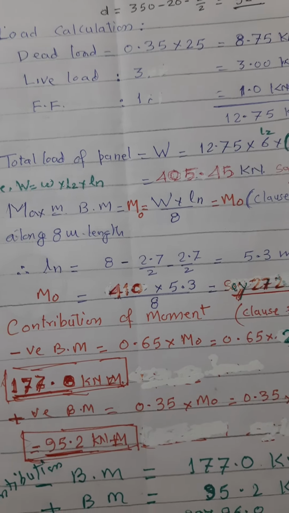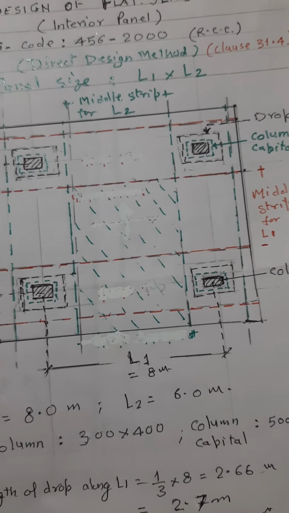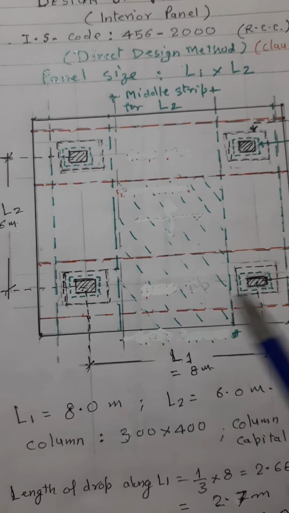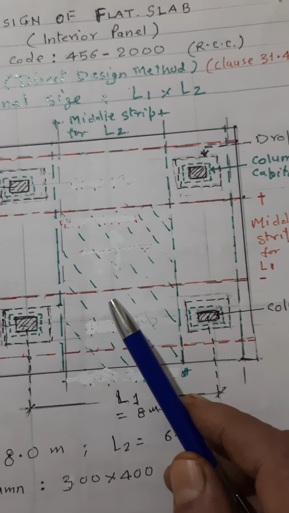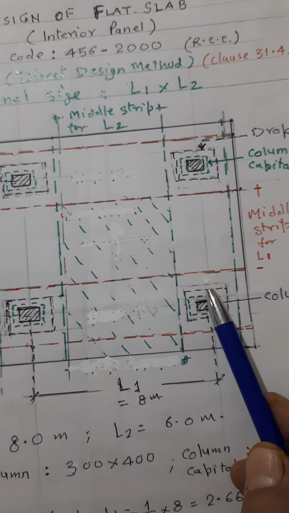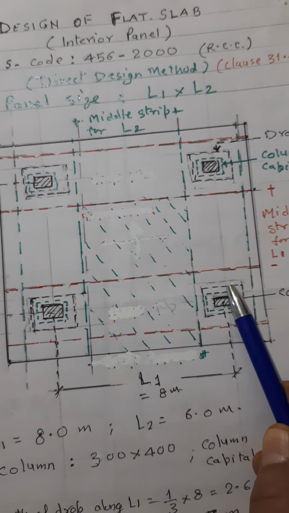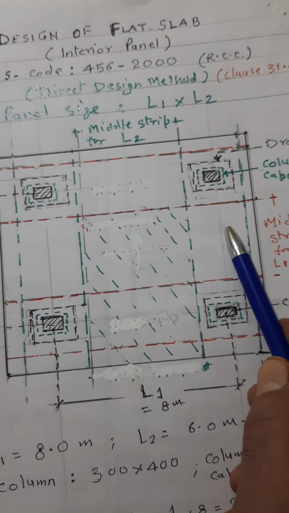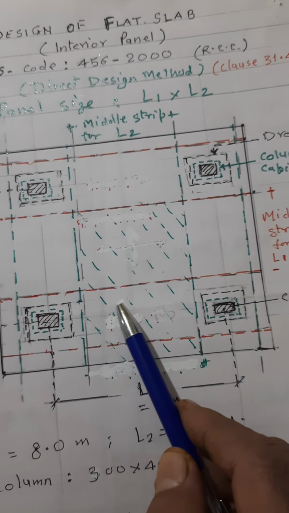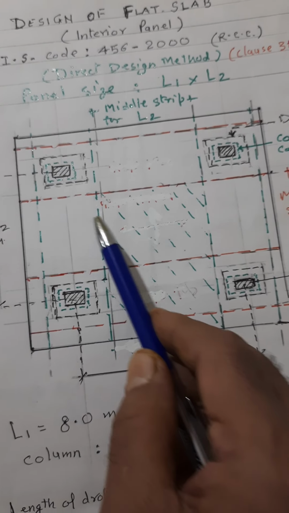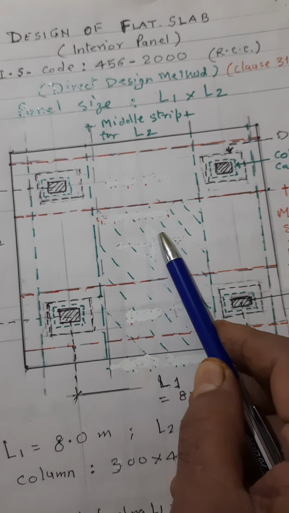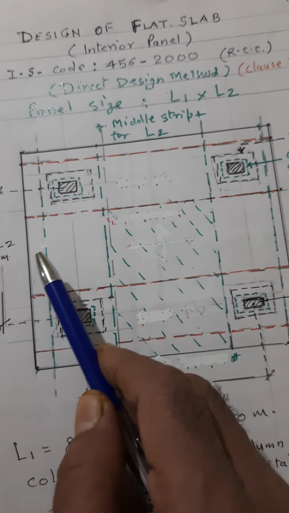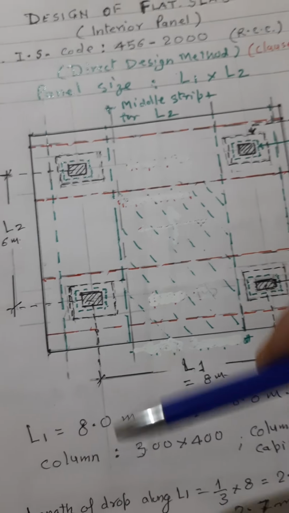Now, when we are talking about this M0, we will first of all have to calculate the negative bending moment at the column strip and the negative bending moment at the middle strip, the positive bending moment at the column strip and the positive bending moment at the middle strip. Similarly in this direction also.